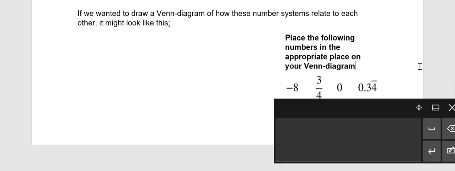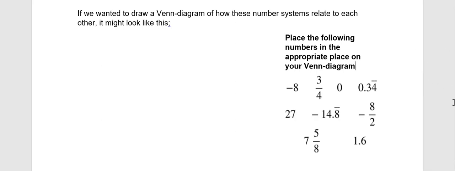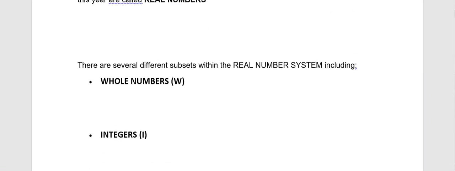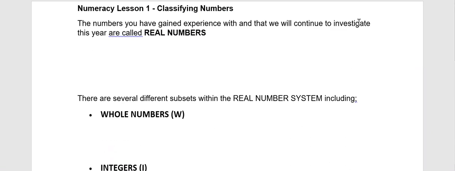Okay, so as promised, we are beginning to talk about numeracy, specifically just talking about the structure of the number system. And today we're going to start off just with making sure we know how to classify numbers. And the numbers that we're going to be dealing with are called real numbers.